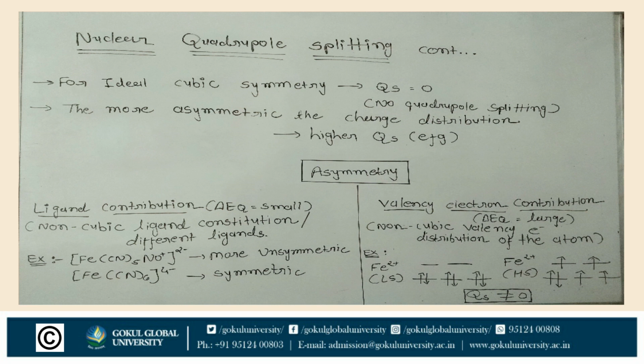Now asymmetry in the molecule may be of two types. First type is the ligand contribution. It means asymmetry is due to the ligand, and in such a case the quadrupole splitting energy will be small. It means we will get two dips very near to each other, very close to each other, because the energy difference between them will be small. What is the ligand contribution?